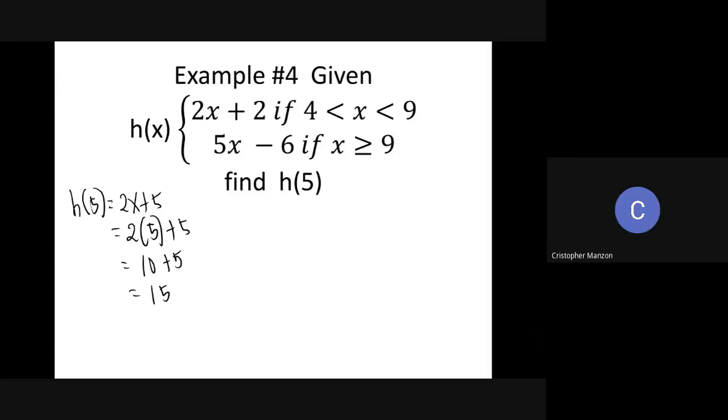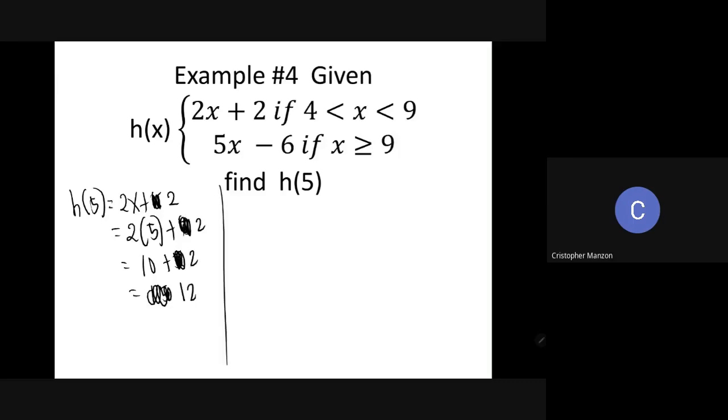Sir, dapat po plus 2 po yun, di ba po? Ay, wait. Oo nga. Saan galing ang 5? This should be plus 2. Yeah. Thank you for that.